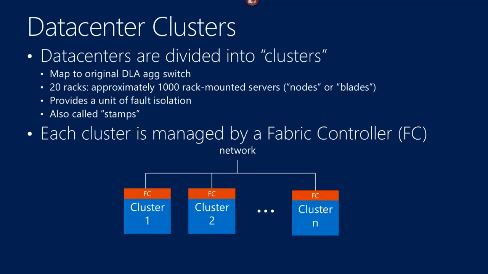Today, we still organize our data centers into logical groups of about 20 racks, which is about 1,000 servers. And this design provides a level of isolation, not for hardware purposes, which it was in the original design. If we had two aggregator switches fail, we'd lose the access to the cluster. Here, it's a logical software unit of isolation. If we're rolling out a new fabric controller or a new piece of software to manage this cluster, and it fails, we've only lost or have a problem with that group of 1,000 and not the entire data center.